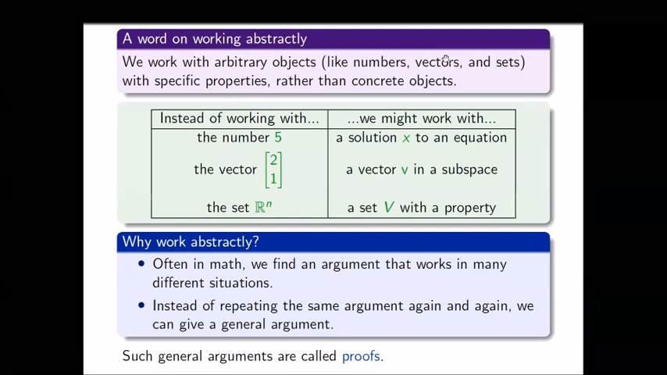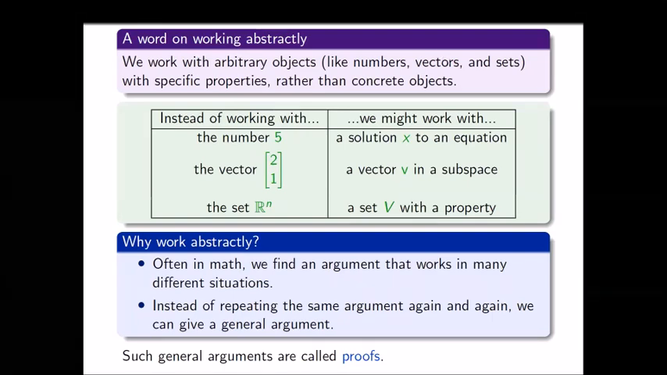Working abstractly has a few advantages, because we might see that there is an argument that works in many different situations, so we can just generalize it. And if you're trying to show that a particular property holds for infinitely many cases, we can't do it by hand. We can't check infinitely many examples, so we try to give a general argument. And these general arguments are essentially what we call proofs.